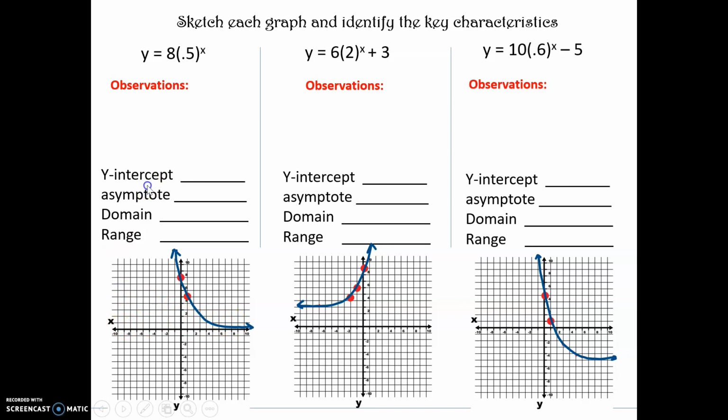Okay, so those are my observations here. b is a decimal, so the graph's going to go down. There is no k, so my y-intercept is just a. Nothing changes there. So my y-intercept is 8.